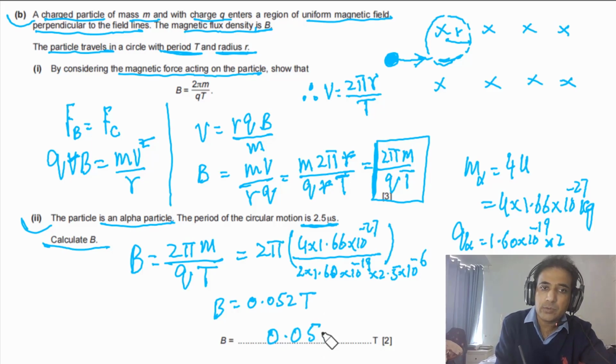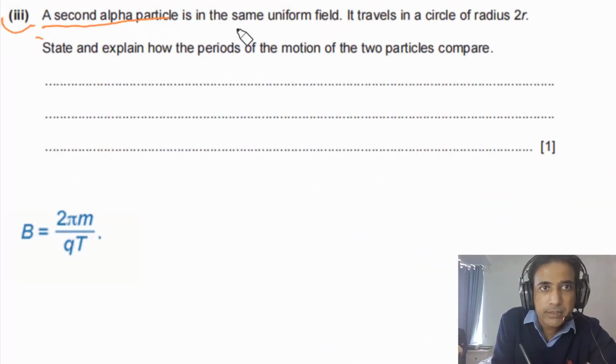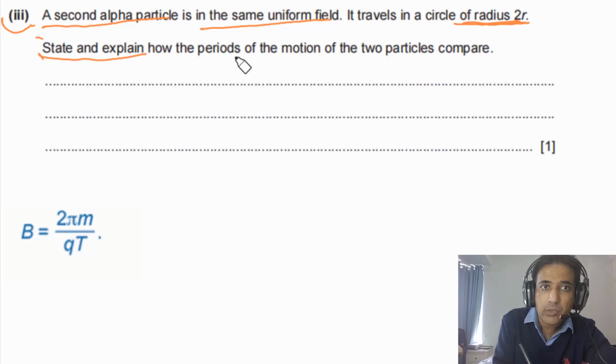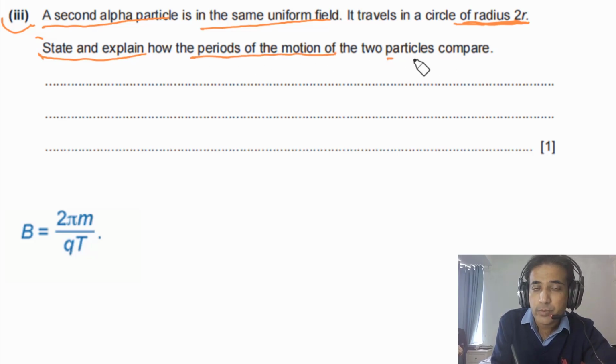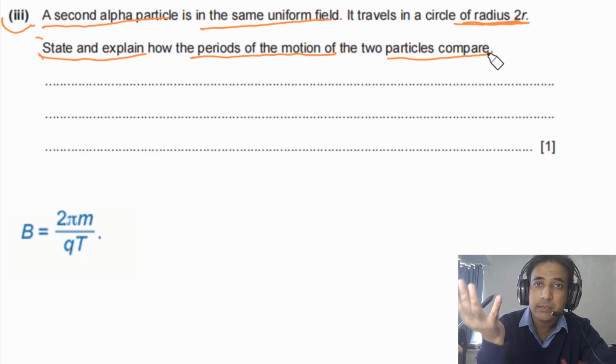So this is how you need to approach. Third part says a second alpha particle is in the same uniform field. It travels in a circle of radius 2r. State and explain how the periods of the motion of two particles compare. So in this case we have two alpha particles. They are in the same magnetic field. Same alpha particle means same mass, same charge, and same value of B because they are in the same magnetic field.